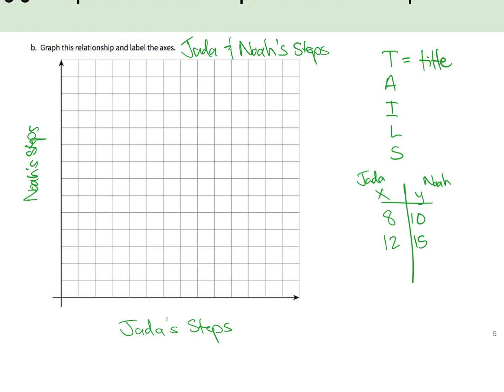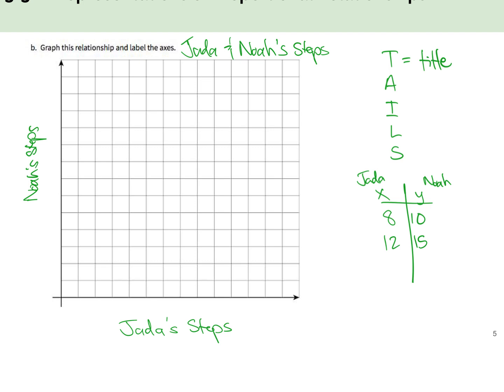Notice how Jada's is 8 and then 12. Notice how these are even. Could we come up with an idea to go ahead and label these things? I could do it by 1, 2, 3, 4, 5, 6, 7, 8, 9, 10, 11, 12. That actually might work. We could also probably label it by 2, like 2, 4, 6, 8, 10, 12, 16. And then we can also label it by 4. I think the 2s is going to work the best.